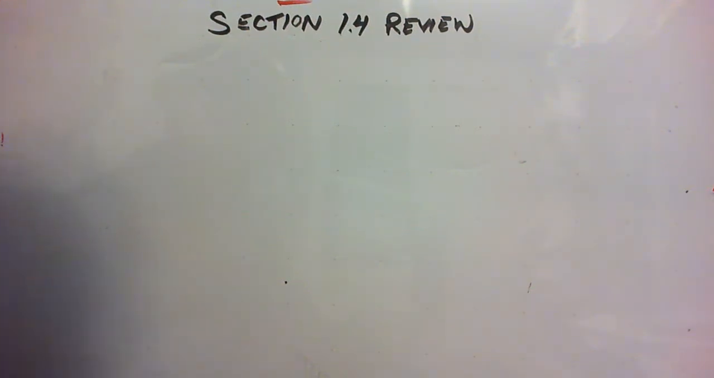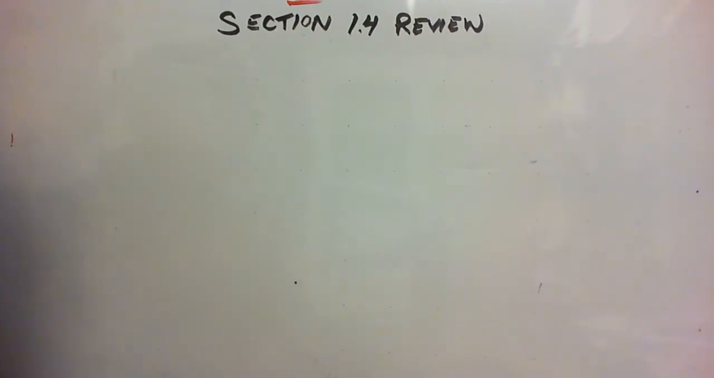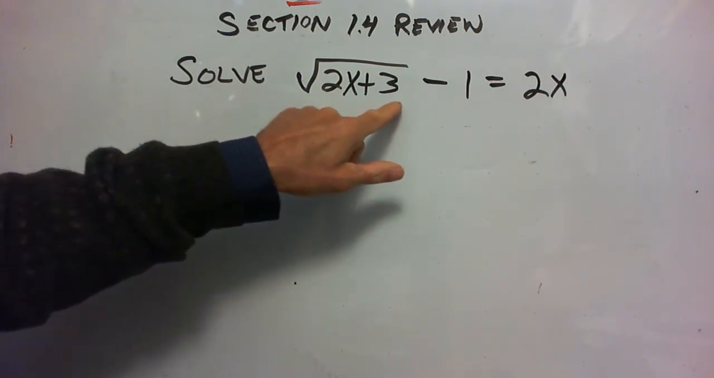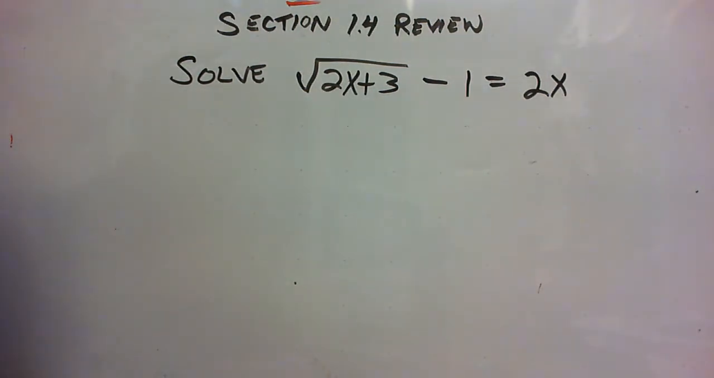Okay, we're going to do some section 1.4 review problems. We're going to start with the problem square root of 2x plus 3 minus 1 equals 2x.